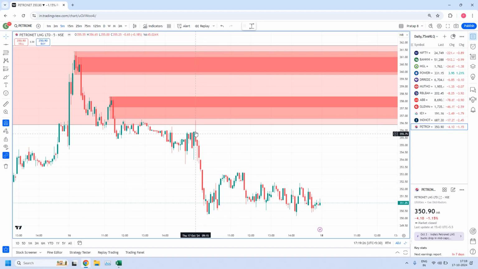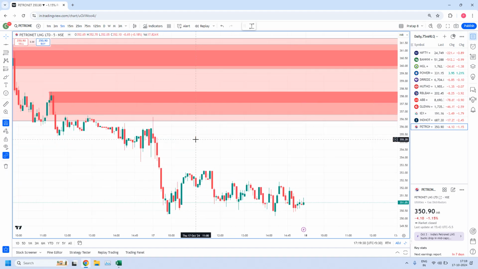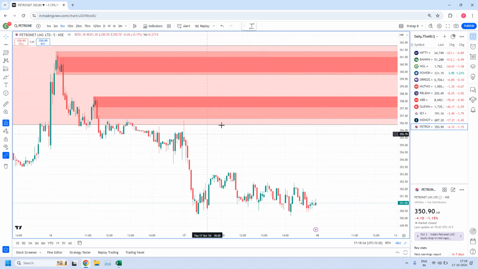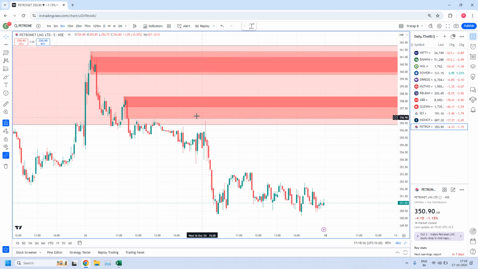But today prices entered into this zone but did not reach this fine-tuned area. See, today morning 9:15 candle, the prices tested the high liquidity zone, but it did not go up to this fine-tuned 5-minute zone.